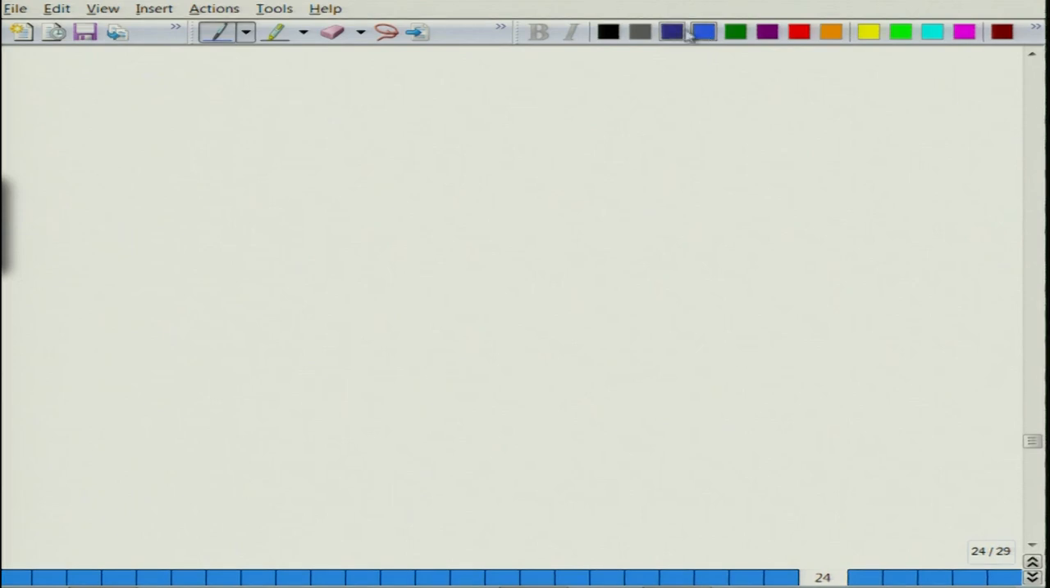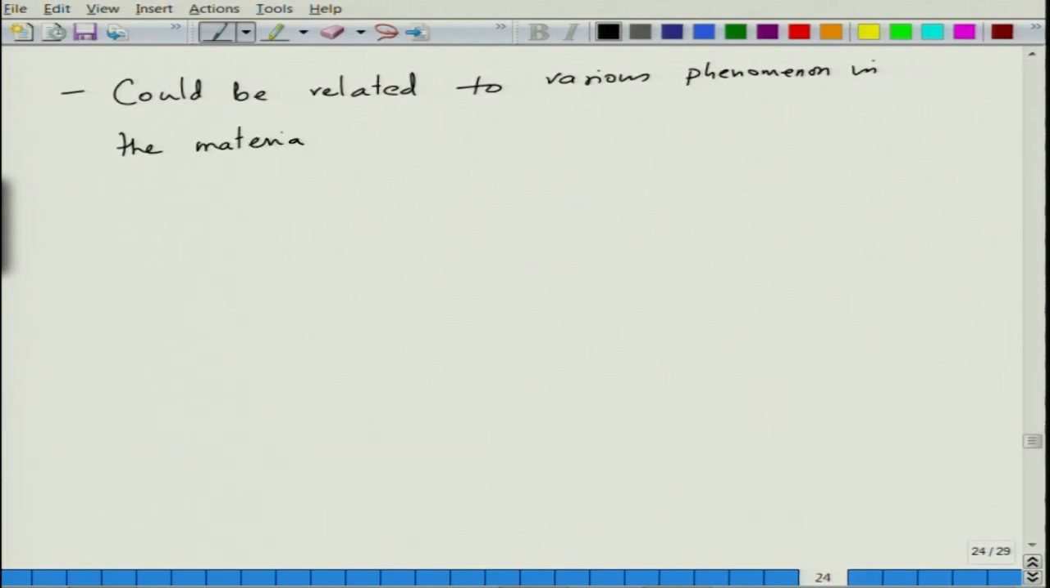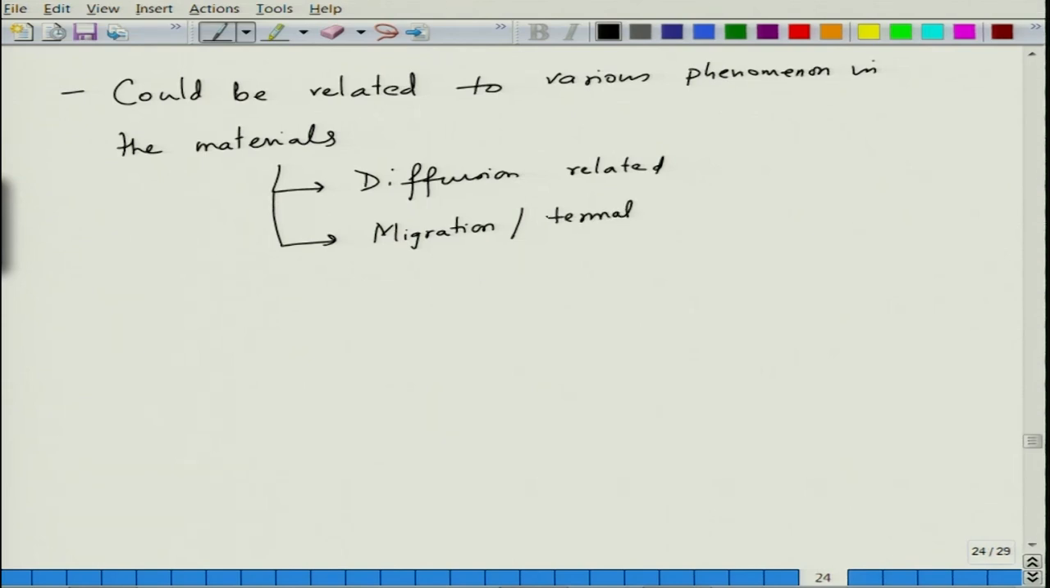So basically we are saying that strain does not develop in the material at the same time when the stress is applied, and this could be related to various phenomena in the material. These phenomena could be diffusion related, it could be related to, let us say, thermal migration, and it could also be related to relaxation, and so on and so forth.